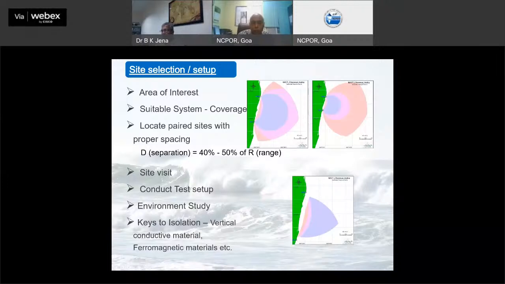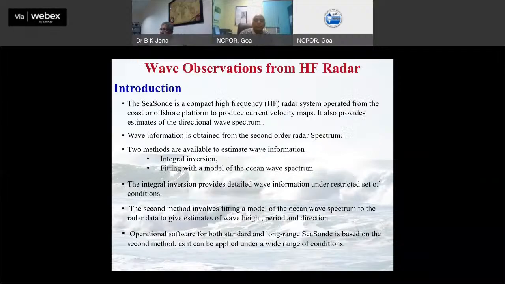Apart from this, we have to see whether any high power tension lines are near your site, and whether there are big iron structures and many other ferromagnetic materials which will impact our data collection and data quality. We have to look into the matter before installation.